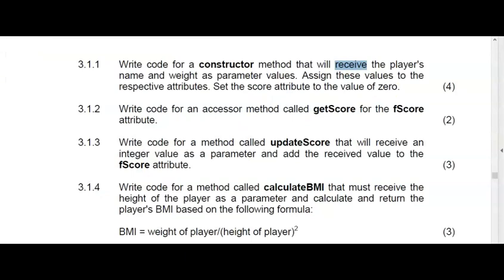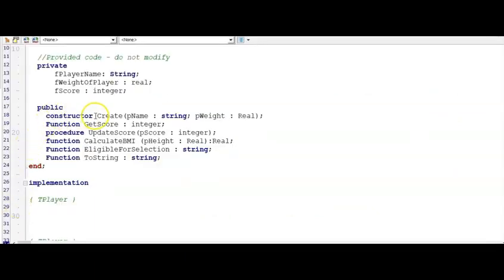So press pause and try this yourself before you look at the memo. We'll do one question at a time. We're now only looking at our constructor here. You should create only one method at a time. Our constructor we usually call Create, and we are receiving parameters for the name as well as the weight. These parameters now you need to match with the data type that they are going to be assigned to. So the name of the player is a string, and therefore pName here is a string. And the weight is real because FWeight of the player is real.